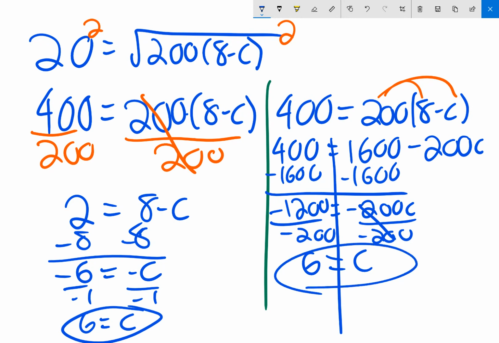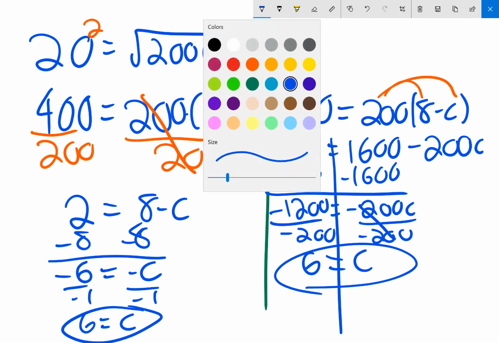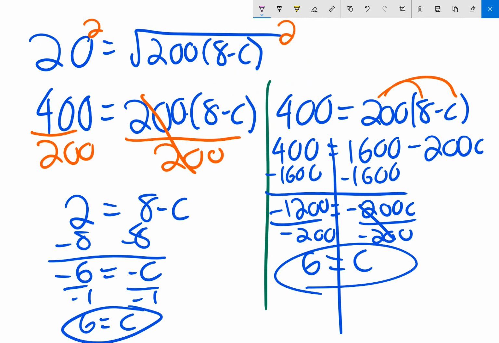I'll let you decide which approach you want to use. If you want to use the approach I did on the left here or the approach I did on the right here. It's kind of up to you which way you would probably solve it. But there's kind of different things you could do. Okay. But if it helps, plug in that 6 to see if everything makes sense.